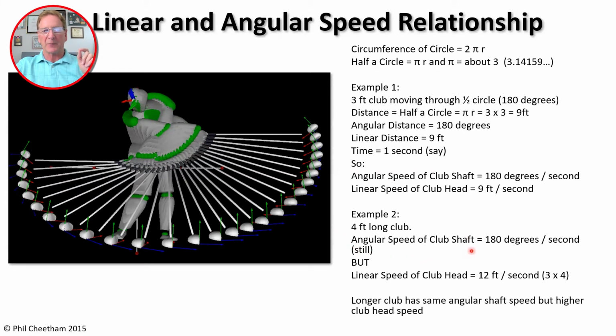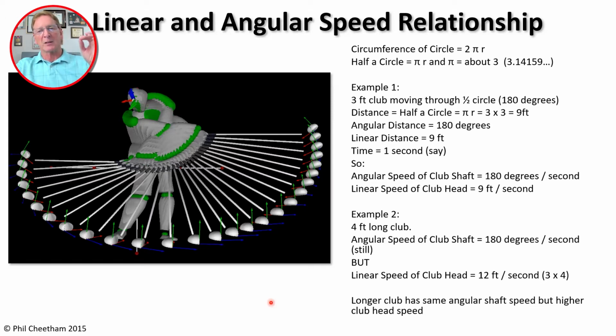So the angular speed of the shaft is still 180 degrees per second, because he's still only rotated through 180 degrees, but the linear speed of the club head itself is now 12 feet per second. So the club head is moving faster because the length of the shaft was increased to 4 feet. So a longer club will have the same shaft angular speed in degrees per second, but a higher club head speed in feet per second. So that's the relationship of linear and angular speeds. That's a very important factor in the golf swing.